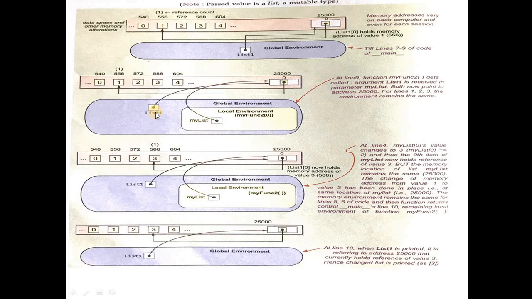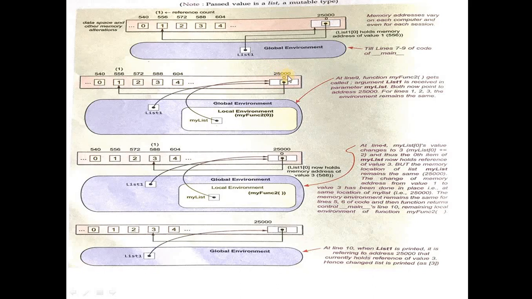Now the value of list 1 is passed to function 2. Coming to function 2, as in the previous case, when a function is called, memory allocation happens, isn't it? A different local environment is created here, and list 1 is given to my list. But here, children, my list is pointing to the same memory location as list 1.